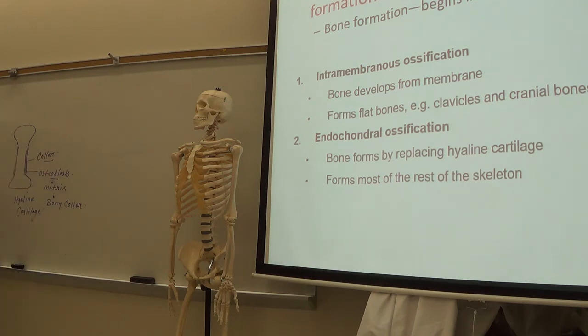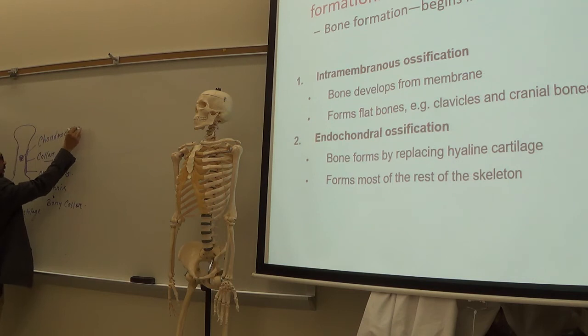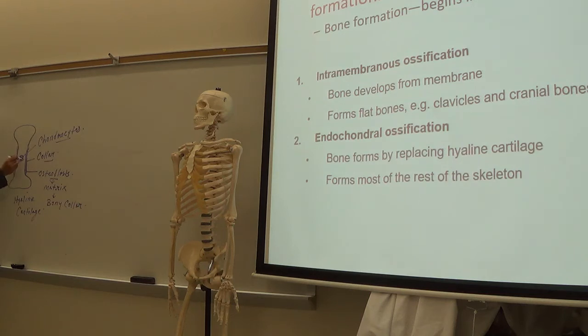Then at the same time, another thing happens in the center of the shaft. Chondrocytes are the cells of the cartilage. Chondro means cartilage, cyte means cells. So these are chondrocytes. In the center of the shaft, these chondrocytes or cartilaginous cells will start to get bigger. That is called hypertrophy.